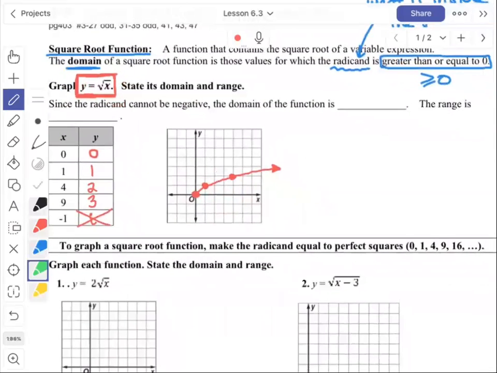Domain, when you look at that, is always asking about x values. So think about what x values are on this graph, and go ahead and tell me what you think the domain is, either in the chat box or you can unmute yourself. Let's try the chat box. Everybody go ahead and put what you think the domain is in the chat box.